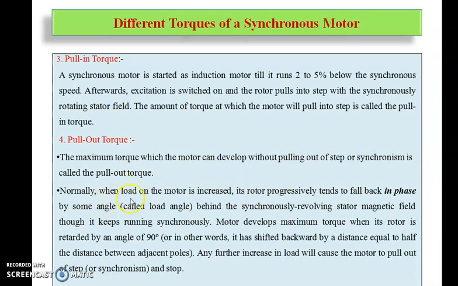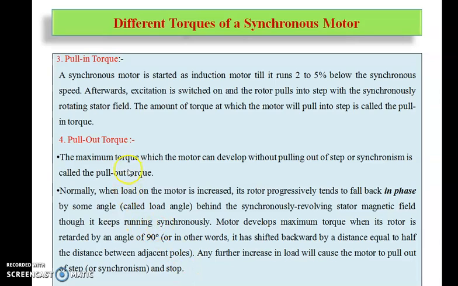Normally when the load on the motor is increased, the rotor progressively tends to fall back in phase by some angle, called the load angle, behind the synchronously revolving stator magnetic field, though it keeps running synchronously. The motor develops maximum torque when its rotor is retarded by an angle of 90 degrees, or in other words, it has shifted backward by a distance equal to half the distance between adjacent poles. Any further increase in the load will cause the motor to pull out of step or synchronism and stop.